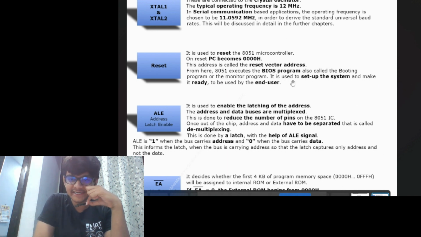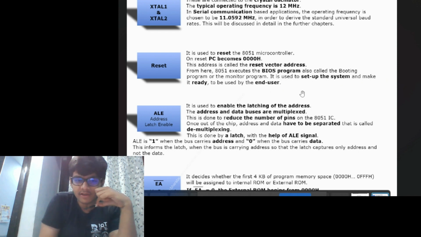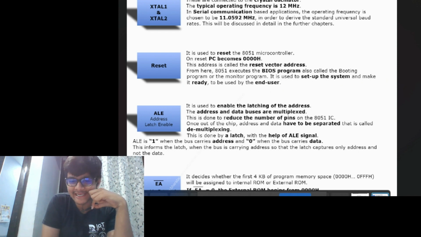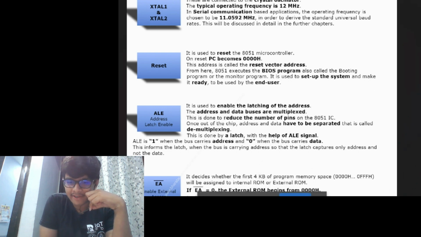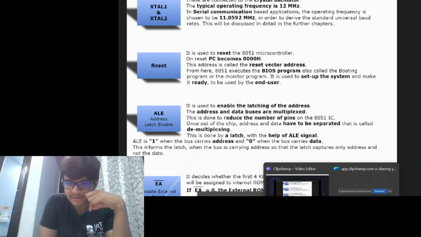It sets up the system and makes it ready. It is used by the end user. Now, ALE: what is ALE? It is an Indian habit to mispronounce things.